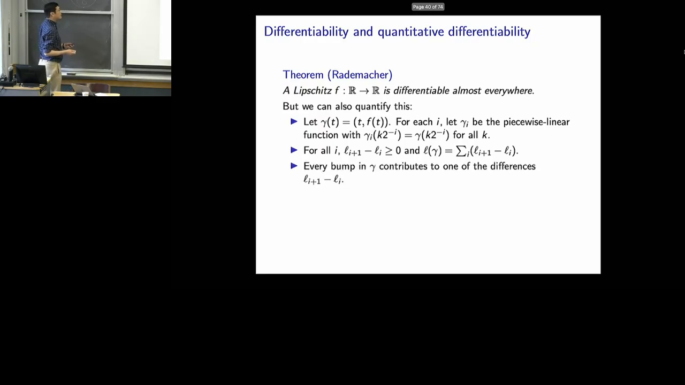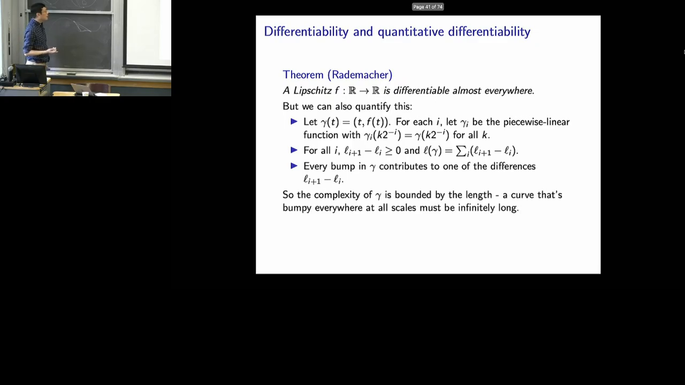If we try to construct a complicated curve, if we take a curve and add a bump to that curve, what happens to the L sub i's? Well, if we start with a nice smooth curve and then add a bump, there's going to be some scale, some interval, where when we subdivide to form that bump, it increases the length by some definite amount. So every time we add a bump to our curve, one of these differences, L sub i plus 1 minus L sub i, increases. And so, in a sense, the complexity of gamma is bounded by its length.